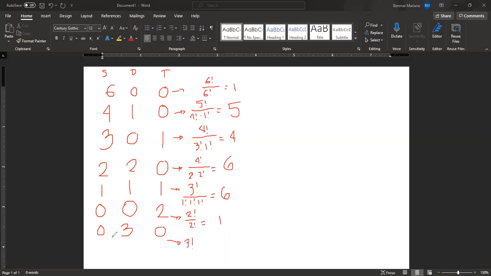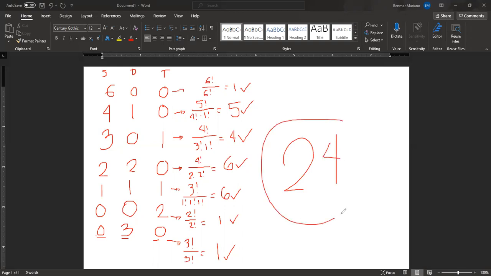And the last scenario, this is 3 factorial, because when you add these 3 numbers, it's only 3. And then getting the factorial of each number, that is also 3 factorial. And that is 1. So what we need to do is we add the numbers here. 1 plus 5 is 6. 6 plus 4 is 10. 16, 22, 23, and then 24. So in that case, the answer for number 3 is 24.